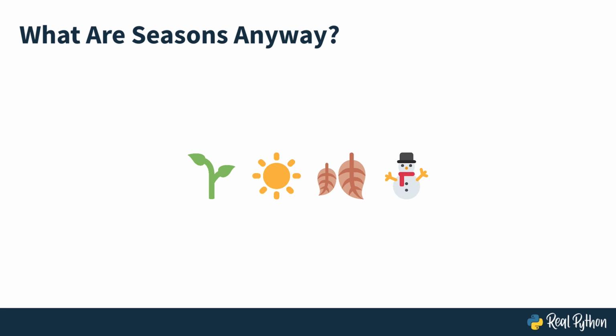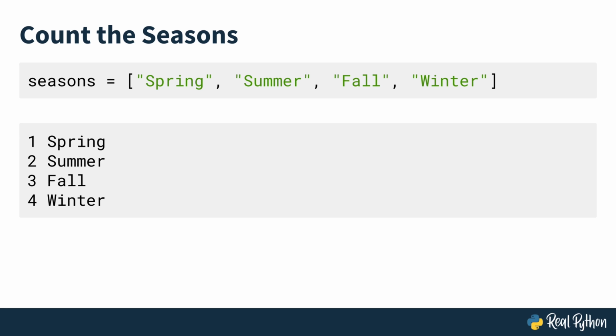Most calendar-based methods use a four-season model to identify the warmest and the coldest seasons, summer and winter, and in between, spring and fall. Why am I talking about seasons? Well, in this course, you will work with a list of seasons, spring, summer, fall, and winter, and your task is to create a Python script to count them. In the end, the output should look like this: 1, spring, 2, summer, 3, fall, 4, winter.